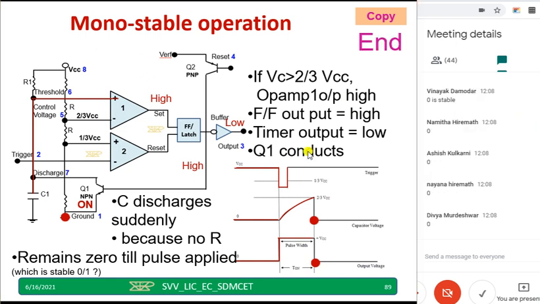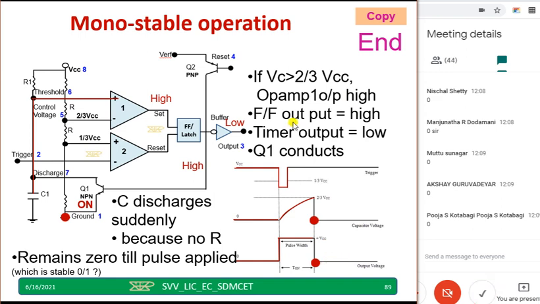Very good answers. Everybody is telling the answer, and very good to see all the names. Manjunath, Nischal, Sriharsha, Divya, Nayana. Everybody is telling 0 is the stable state because it will remain at 0 only until and unless I apply one more trigger.